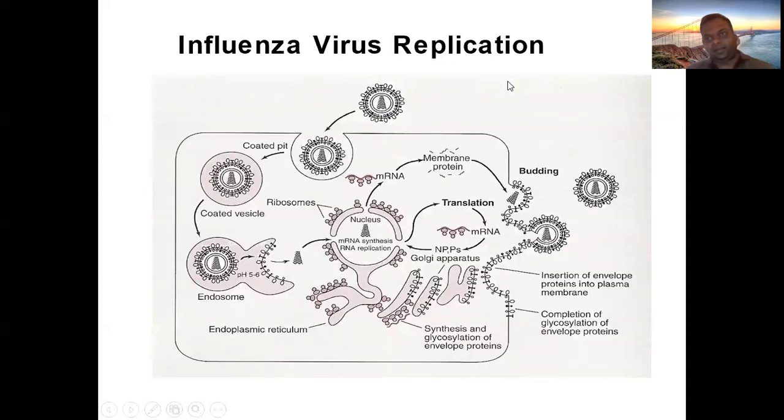Influenza viral replication is the same as other RNA viral replication. Usually, supported by these intracellular parasites, coated vesicles, then within the ribosomes they form protein materials, and amplification of this mRNA synthesis leads to RNA replication. Then membrane proteins, all the translation leads to mRNA synthesis, the Golgi apparatus, synthesis and glycosylation of envelope proteins. Ultimately these form in the nucleus, surrounded with the nuclear membrane proteins. The glycosylation leads to insertion of envelope protein into the plasma membrane, completion of glycosylation of envelope proteins, and leads to progeny.